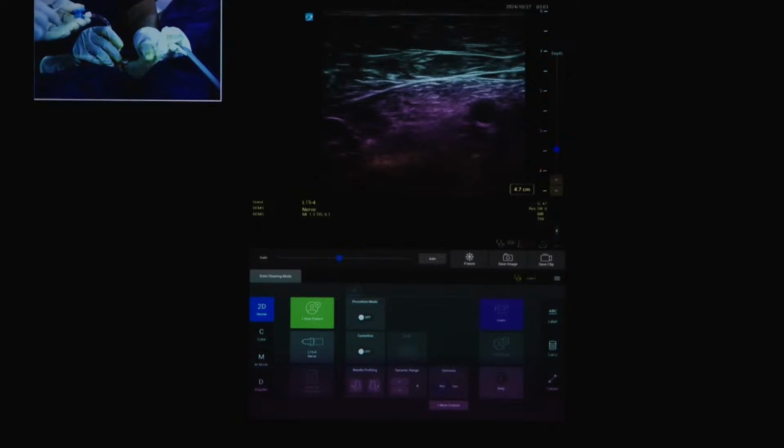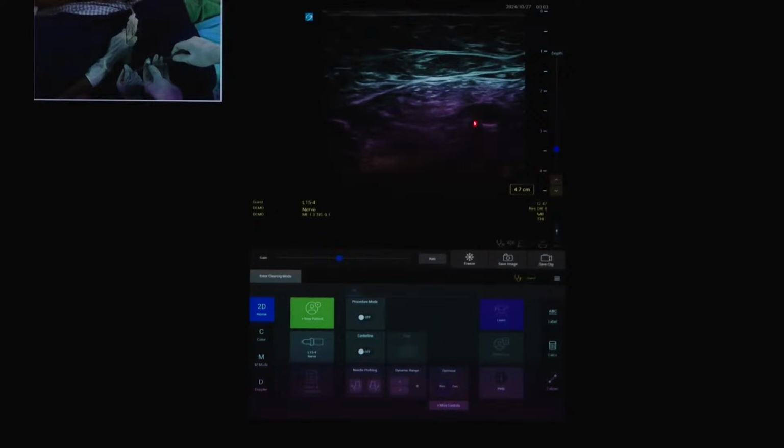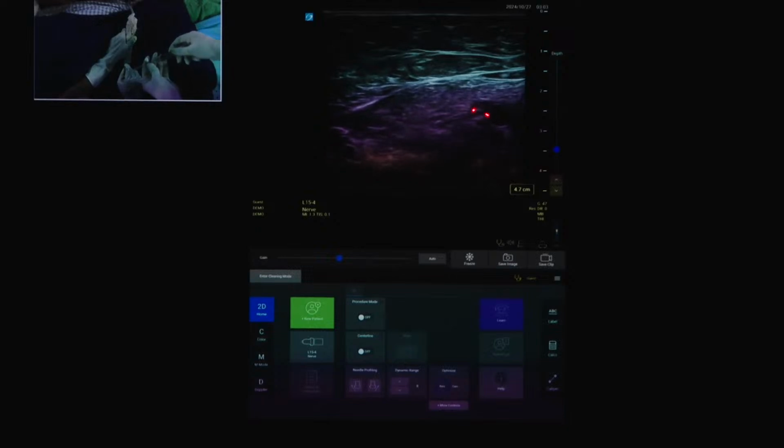Give again. I just went back again to redirect the needle. Yeah, I went in. You can see.